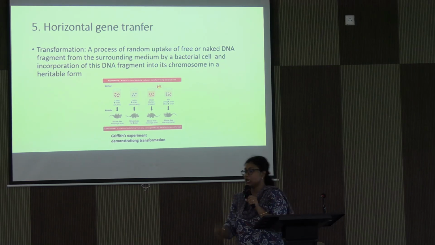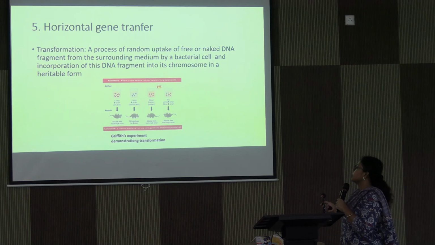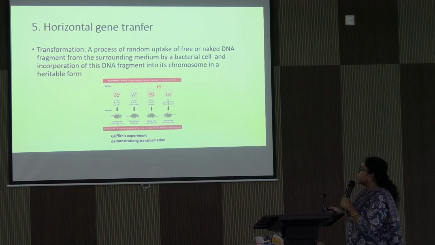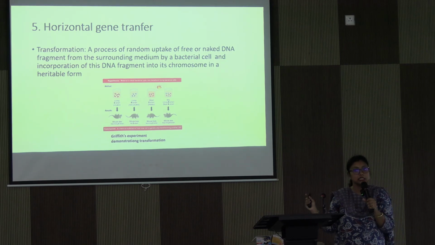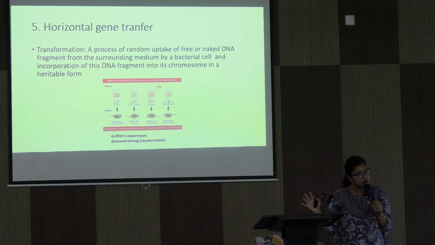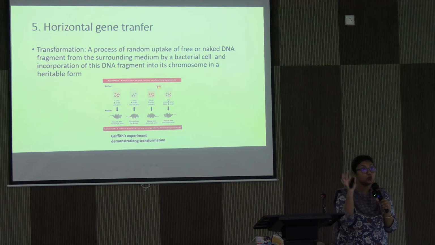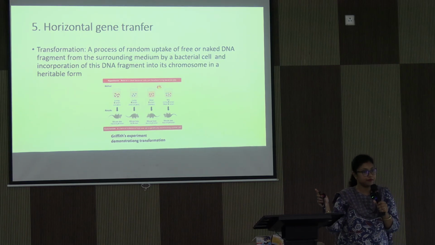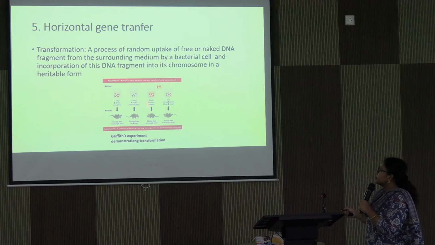Streptococcus pneumoniae. So there are two strains of Streptococcus pneumoniae. One is virulent, one is non-virulent. Okay. So virulent strain, it contains the capsule. Non-virulent strain is not capsulated. So virulent strain is due to the capsule, it is smooth. So we are calling it a smooth strain. And non-virulent does not have capsule, it is rough. You understand? So these are the rough strains.